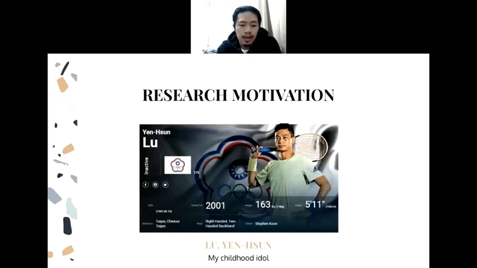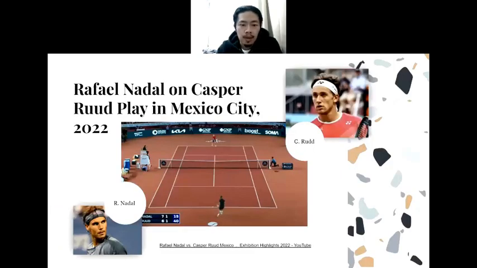However, he is retired now and hasn't played tennis for a few years, so we had to look for other games from 2021 to 2022. And finally, we found this game that Rafael Nadal and Casper Ruud played in December 2022 in Mexico City. Both Rafael Nadal and Casper Ruud are excellent tennis players nowadays.